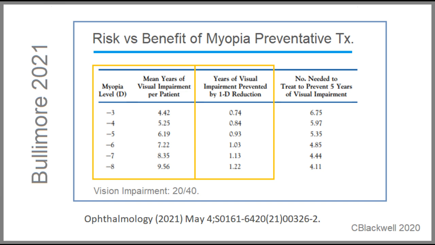The complementary observation is that reducing myopia results in less complications. The higher the level of myopia, the greater impact of myopia reduction. Specifically, 1 diopter of myopia reduction can prevent between 0.74 and 1.22 years of visual impairment for myopia from -3 to -8 diopters. Thus, the authors conclude 1 diopter of myopia reduction as meaningful in reducing complications. They have also calculated number needed to treat to reduce vision impairment by 5 years.